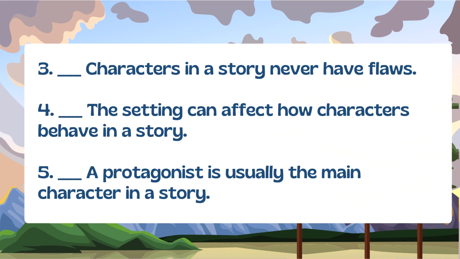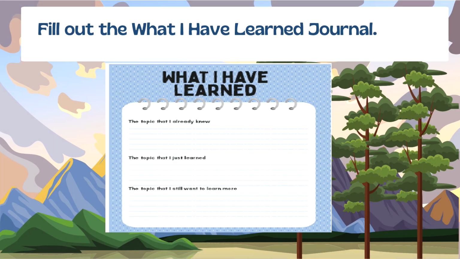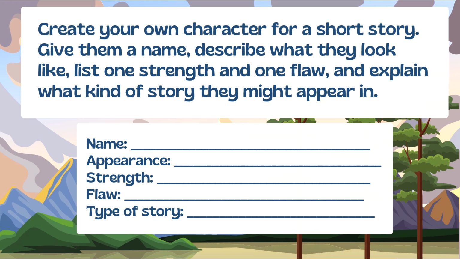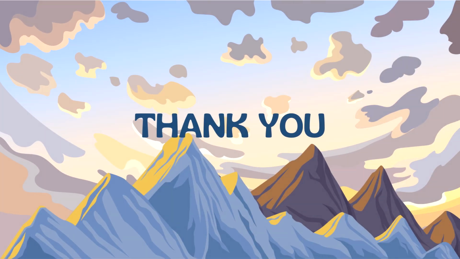4, the setting can affect how characters behave in a story. That's T for true. 5, a protagonist is usually the main character in a story. That's T for true. The protagonist is the main hero. This is for your journal before we proceed to day 2.